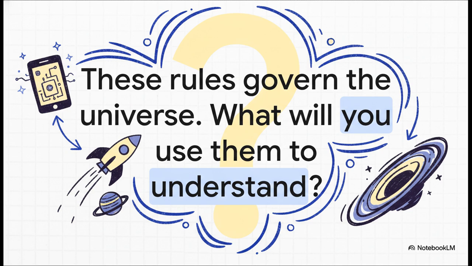So the next time you see an equation, try not to just see numbers and symbols. See a language, one with a universal grammar. A grammar that's running the code on your phone, mapping out the trajectory of a rocket, and even describing the physics of a black hole. So the question is, what part of the world will you use it to understand?